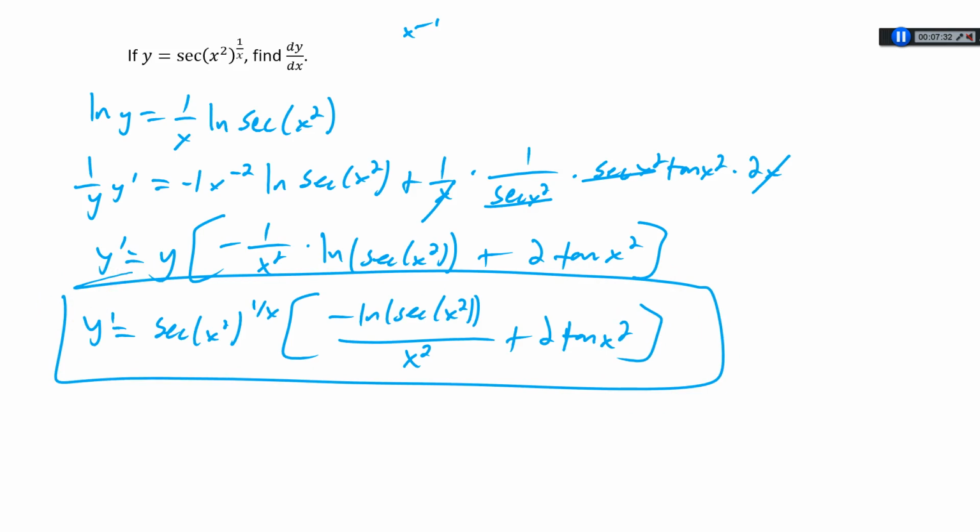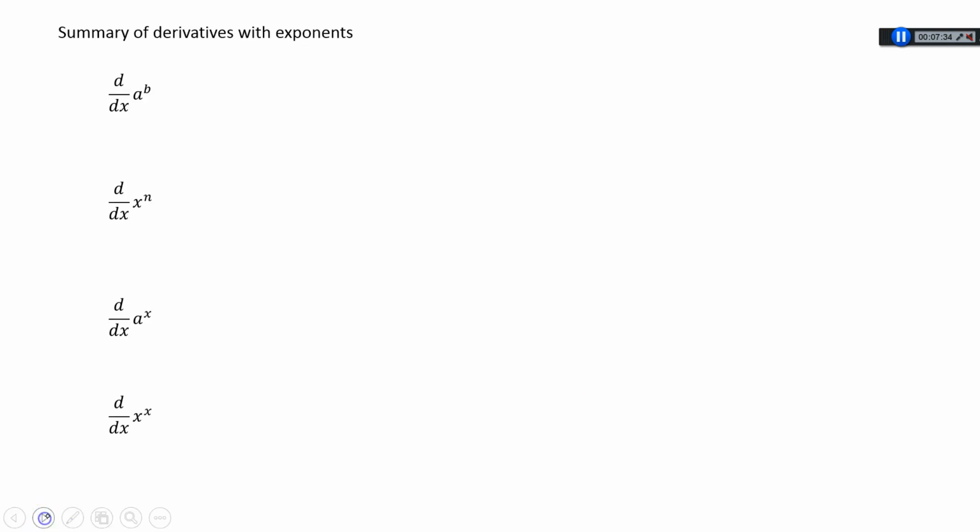Just got to keep plugging forward. So let's do a little summary of the derivatives we have with exponents. So a to the b, notice there's no x there. They're asking for the derivative with respect to x. This is a constant to a constant, so it's 0, right? That'd be like the derivative of pi to the third, right? Oh, it's not 3 pi squared. It's just 0 because it's a constant. Next up, we got the derivative of x to the n. We use power rule for that. n x to the n minus 1.